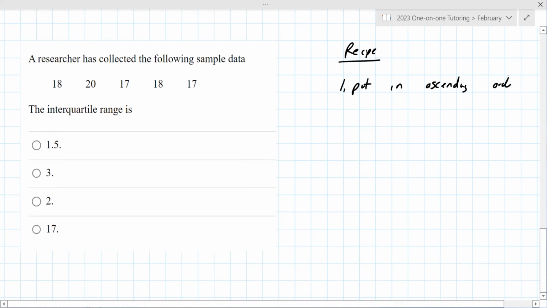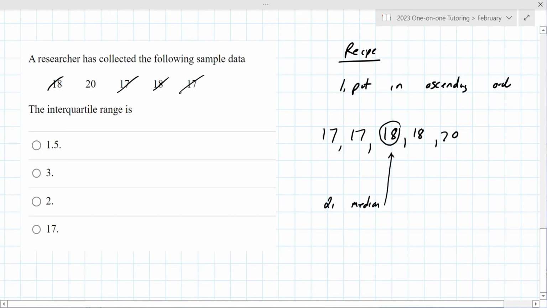To do that, I like to cross them out as I go. 17. Okay, there's another 17. 18, 18, and then 20. And like I mentioned in the previous problem, you then find the median. The median is the middle number. There's the median.